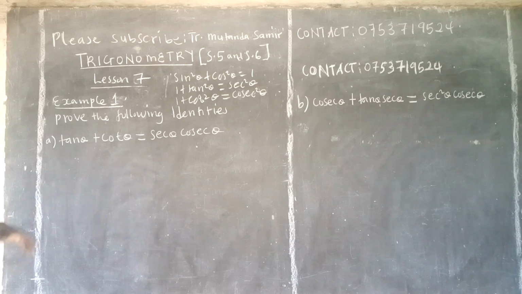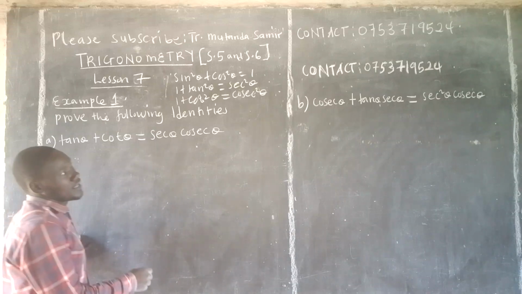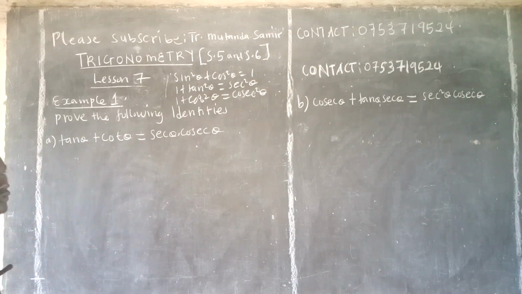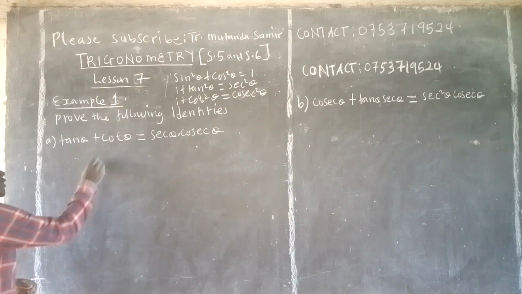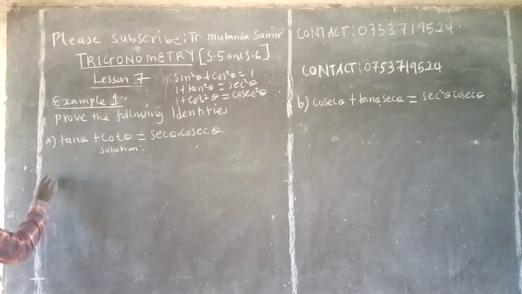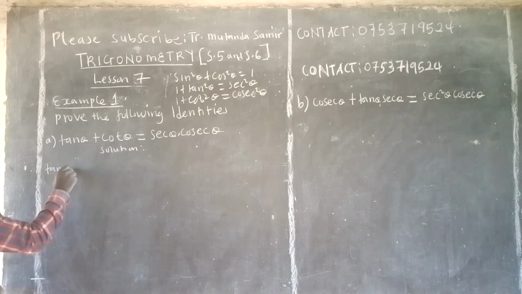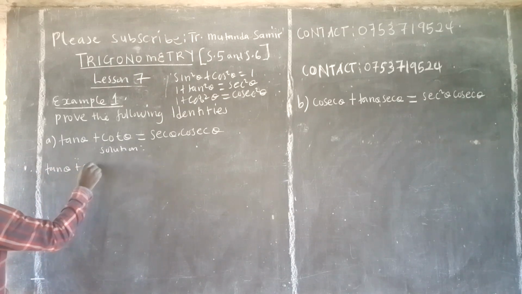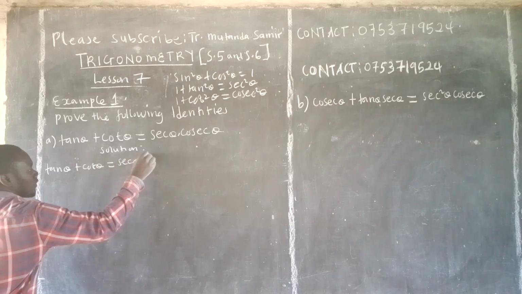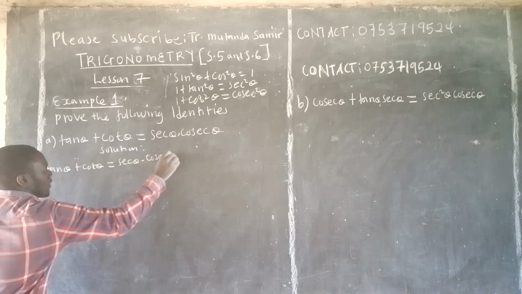Okay, so we have tan theta plus cot theta is equal to sec theta. Actually, I think this is meant to be sec theta cosec theta. Now I want to prove these identities here and see if they can come out. Now, solution. So with this, we have tan theta plus cot theta being equal to sec theta cosec theta.